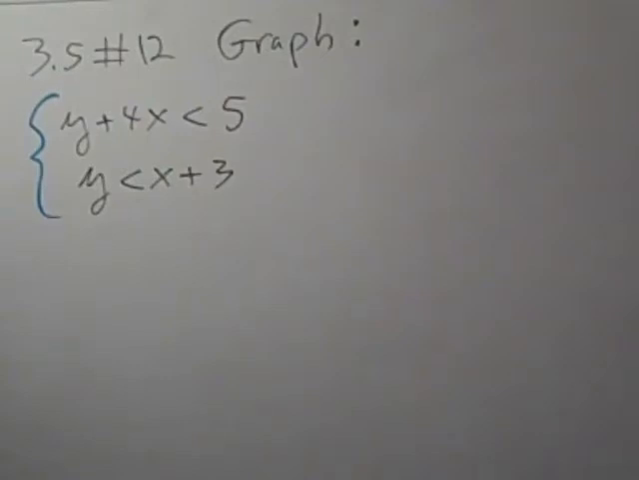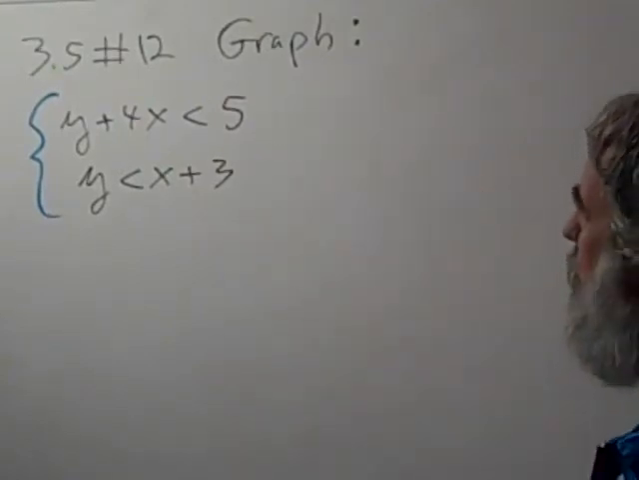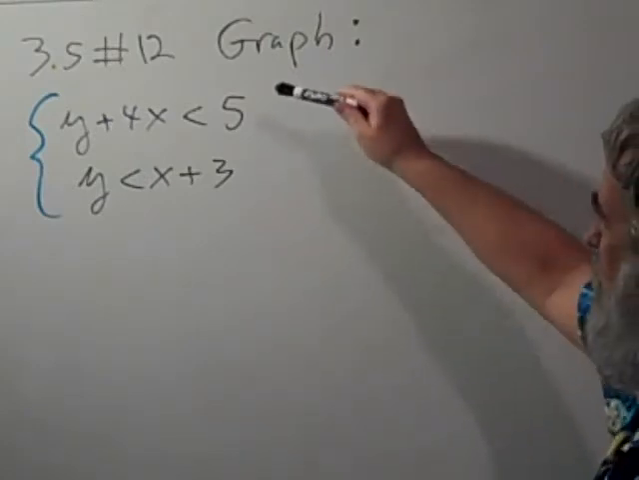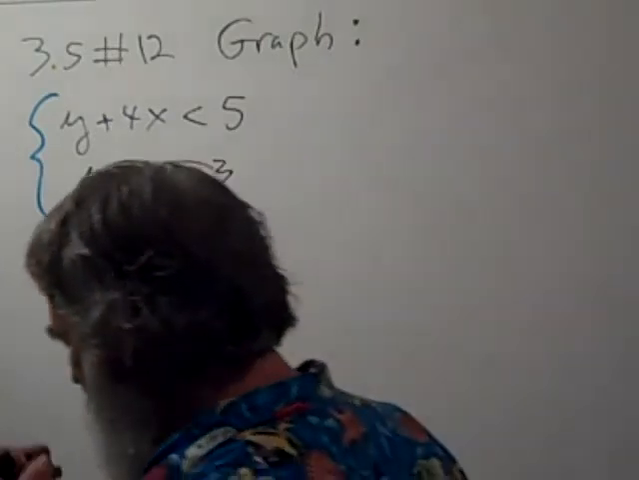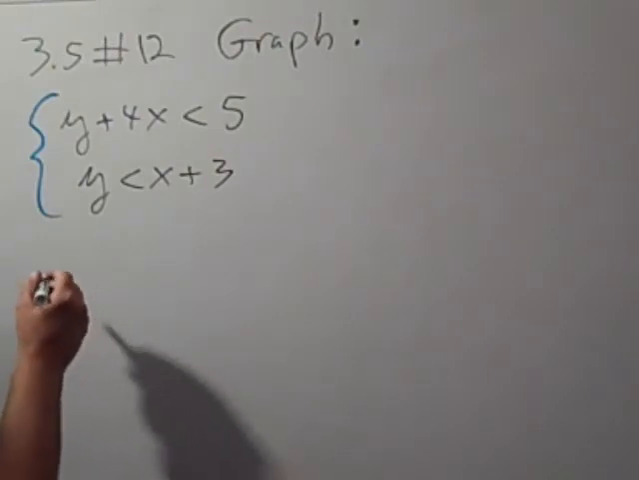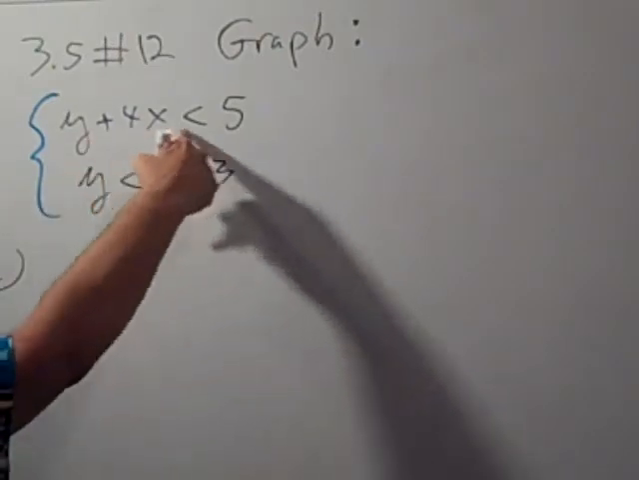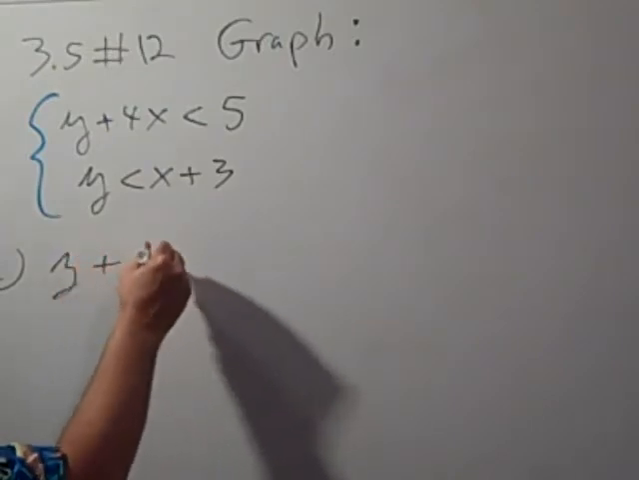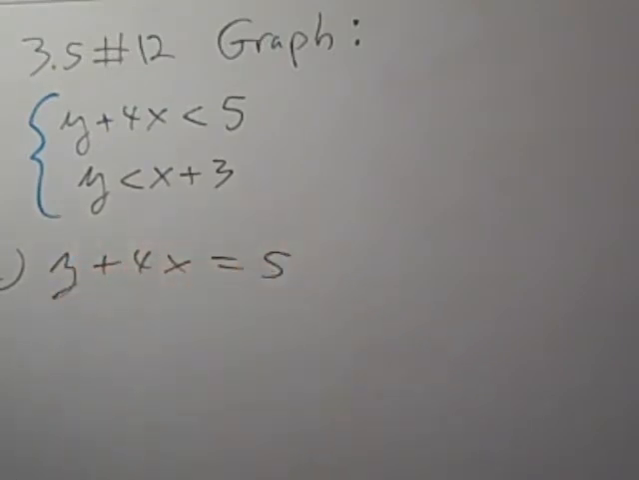Okay, we're to graph the solution set to this system of linear inequalities, which means we have to graph each linear inequality on the same plot and look at the overlap. Okay, so first of all, step one is to graph the first line, y plus 4x equals 5.